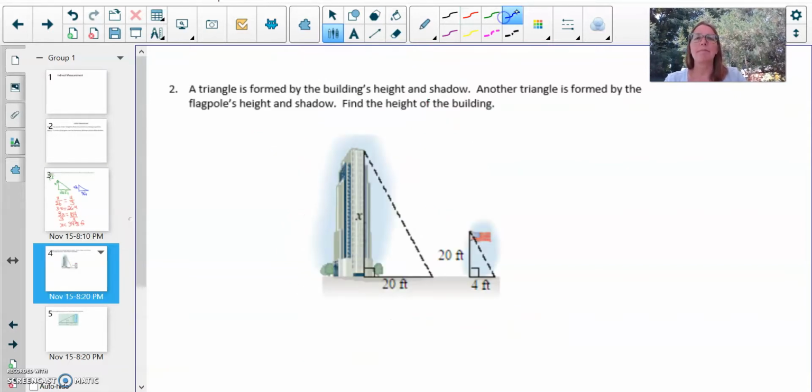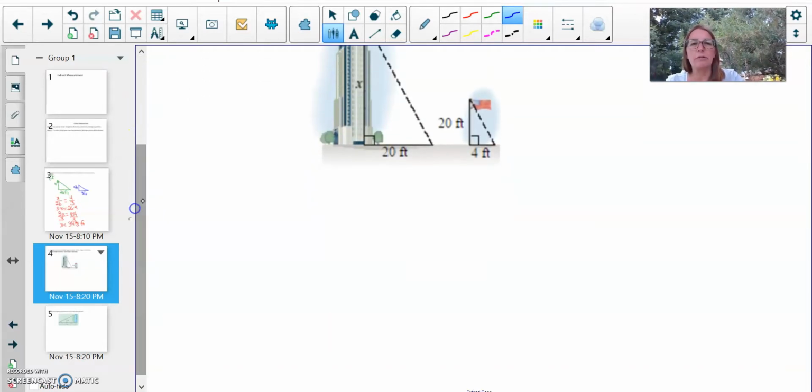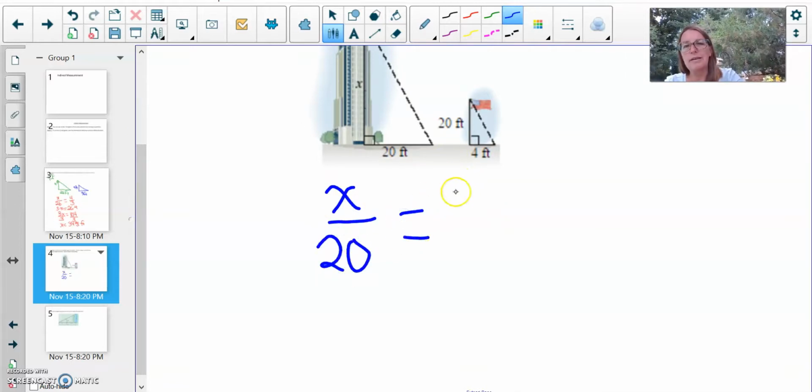Looking at my next example. A triangle is formed by the building's height and shadow. Another triangle is formed by the flagpole's height and its shadow. Find the height of the building. So they have the pictures already set up and labeled for me, so I can go ahead and set up my ratios. So again, I like to do height compared to shadow, so it would be x over 20 equals 20 over 4. Okay, and again, you can solve this with cross products or scale factors.